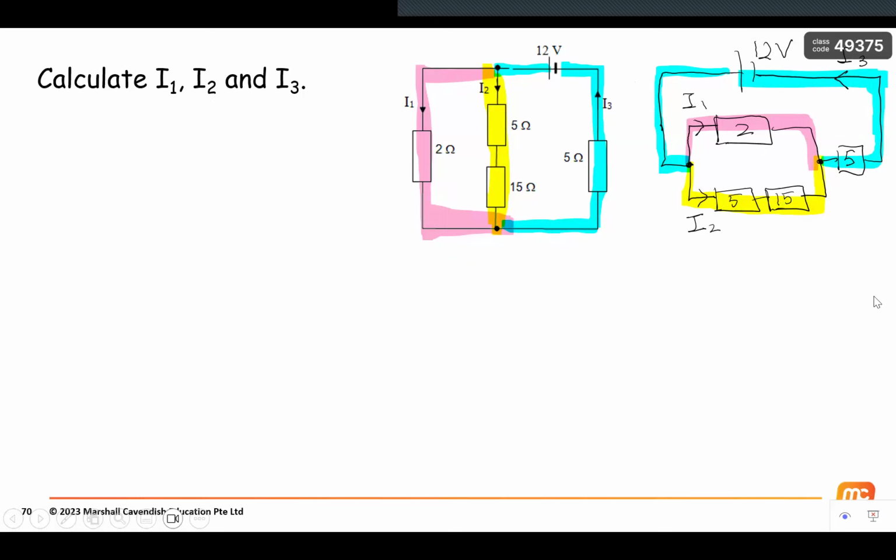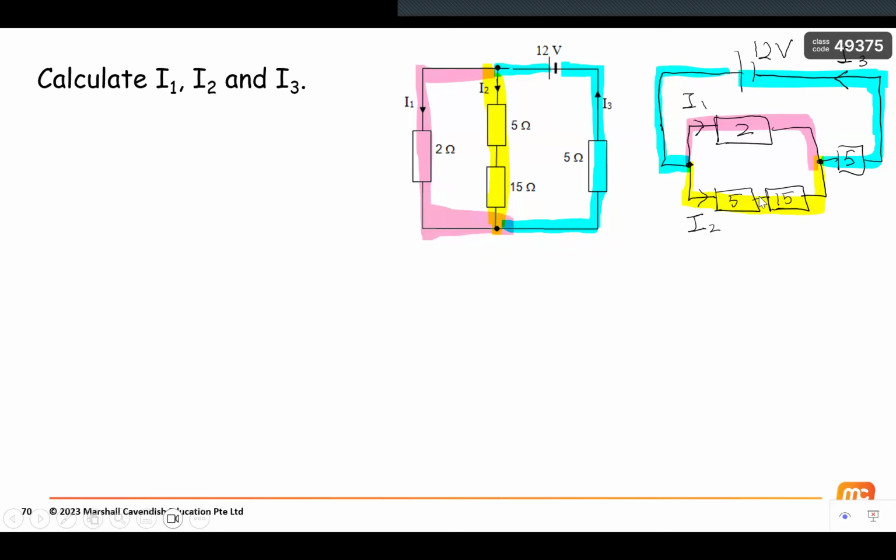After I've done with that, I do a mental note of how the current flows. The current flows out of the battery, then splits into this pink and yellow path, and then joins back to this 5 ohms. Then how does the voltage change? The voltage will be 12 volts all the way until here. And then I will use up some voltage at these 2 ohms, and some voltage at these 5 and 15 ohms.